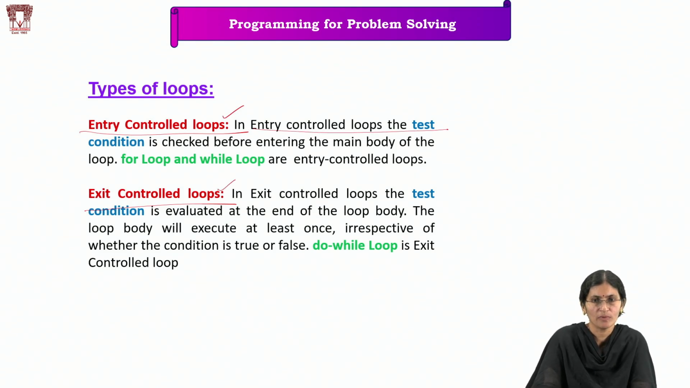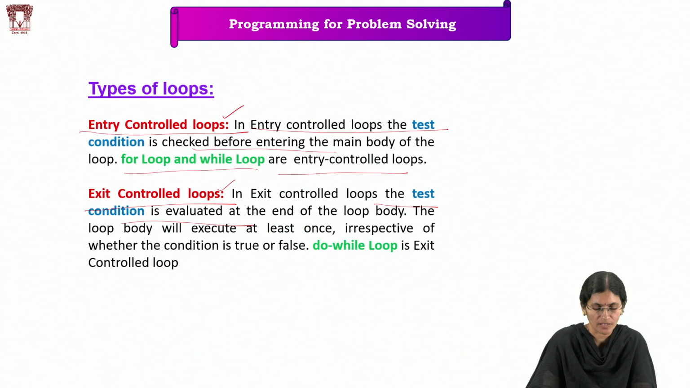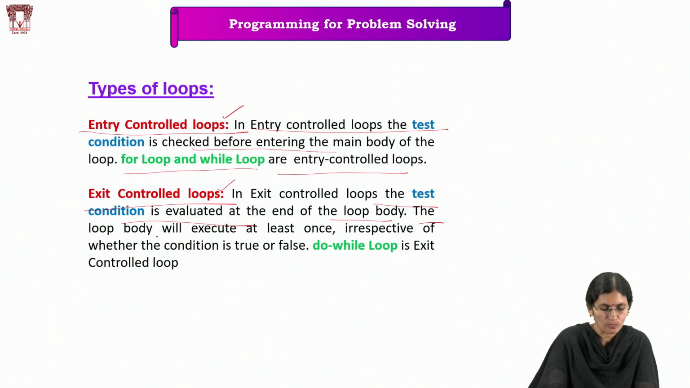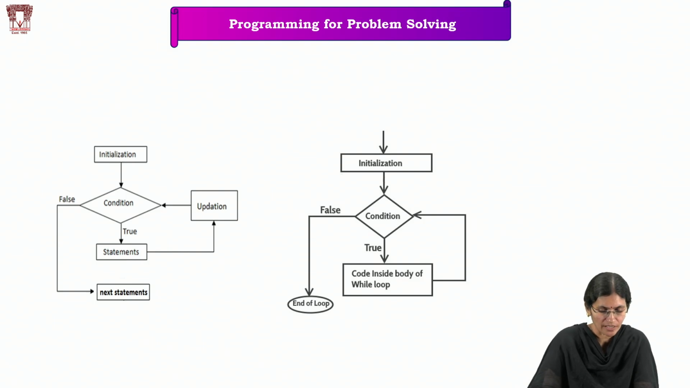In an entry control loop, the test condition is checked before entering the main body of the loop. Examples of entry control loops are for loop and while loop. Next, coming to the exit control loop, here the test condition is evaluated at the end of the loop body. So the loop body will be executed at least once, irrespective of whether the condition is true or false. The example for this is the do while loop. Do while loop is an exit control statement. Now we'll see the syntax of each one in detail.